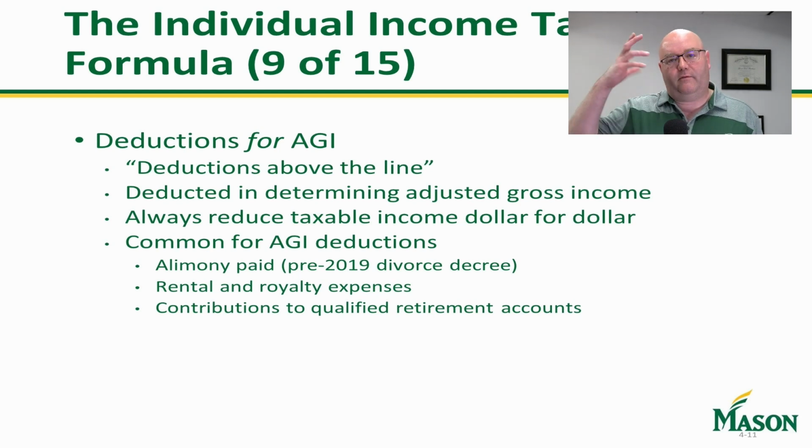But when I think of above the line deductions, I'm thinking anything that's on Schedule 1. Alimony for pre-2019 divorces and contributions to qualified retirement accounts, those are on Schedule 1. And I would say that's a pretty good example of that.